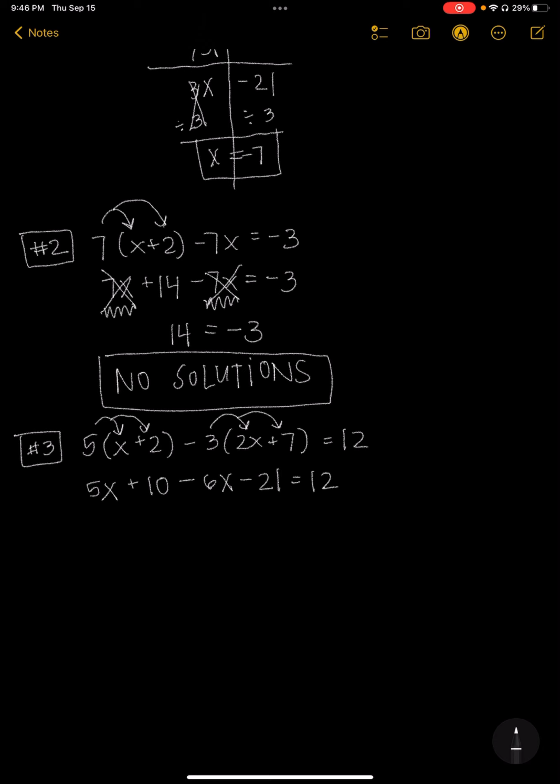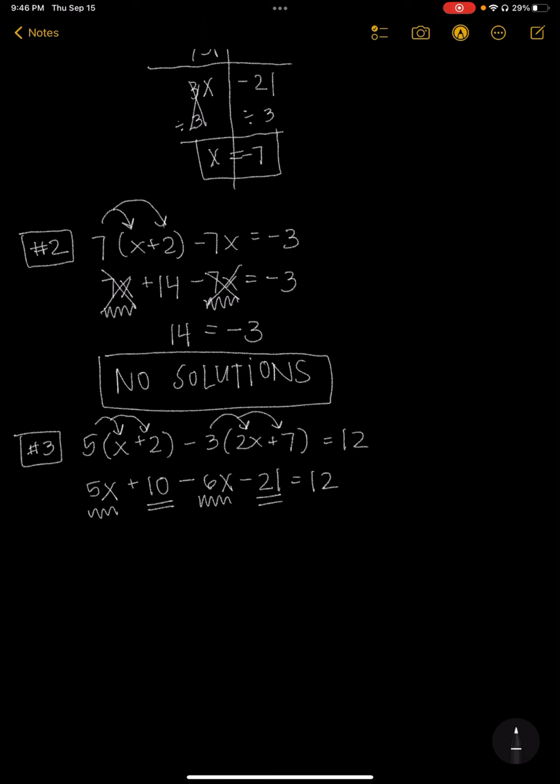Now the next step is to combine like terms. So we've got a 5x and a negative 6x. Those both have x's. They're considered like terms. But now we also have a 10 and a negative 21. Those both don't have x's, and so they're also considered like terms. Remember, when we're combining like terms, we're only combining like terms on the same side of the equal sign. So the 12 is also a like term with the 10 and the negative 21, but that doesn't count because it's on the other side of the equal sign.